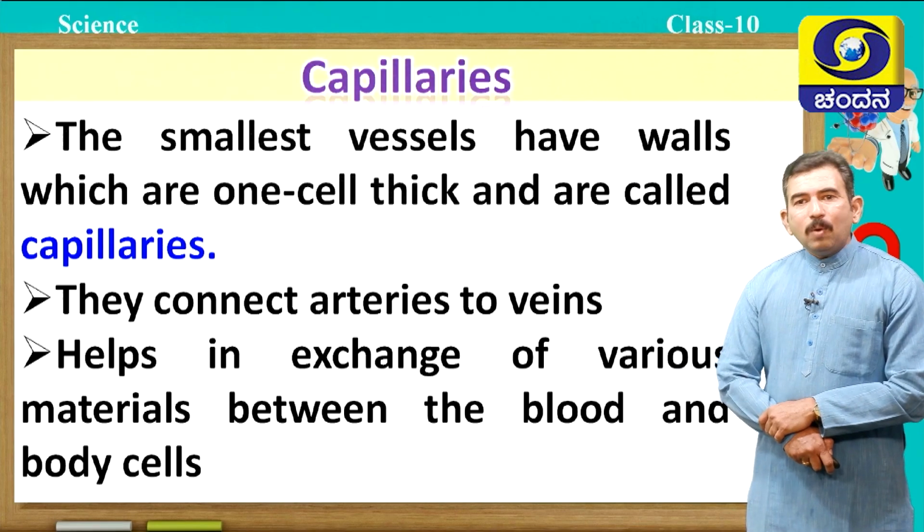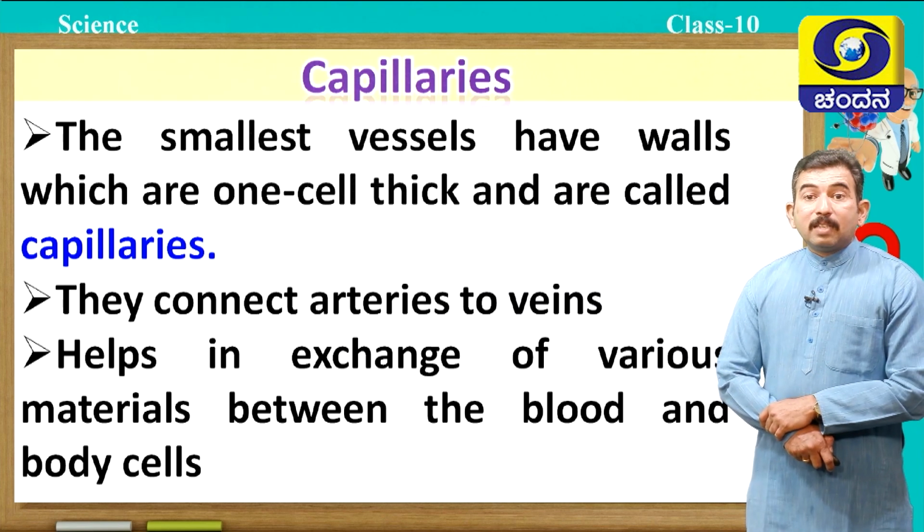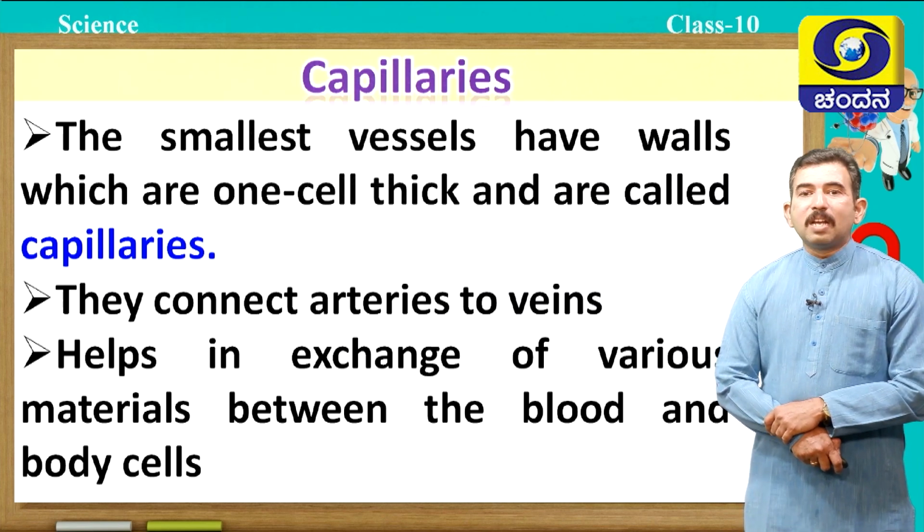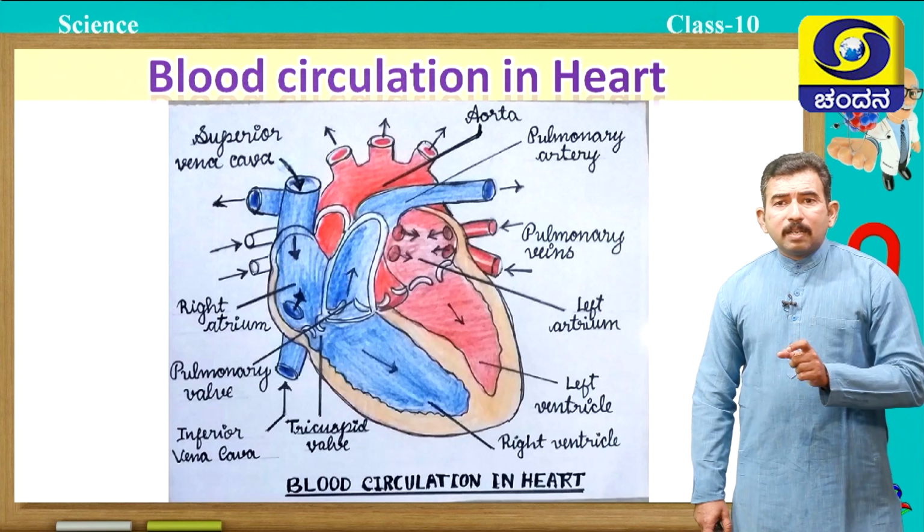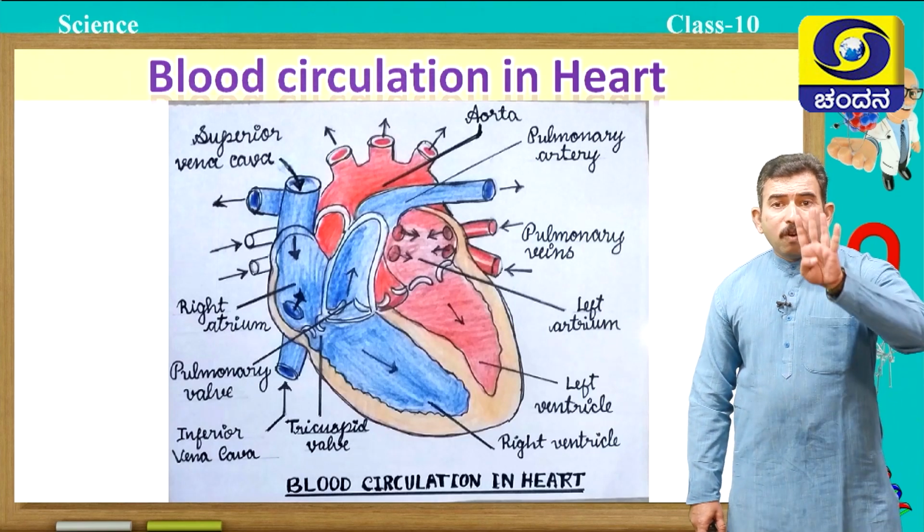Students, now let us discuss the circulation in the human heart. This heart mainly consists of 4 chambers.